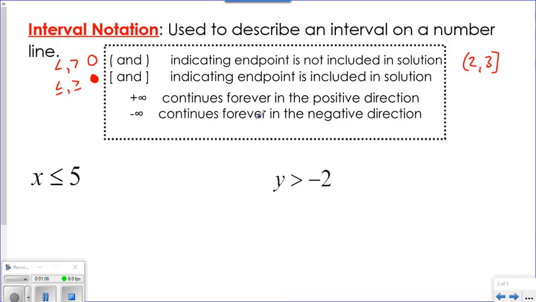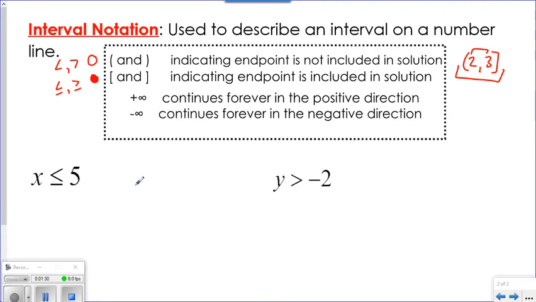For right now, we're going to be looking at intervals that extend forever in either the positive or the negative direction. So we're going to incorporate infinity in our interval to indicate that those numbers keep going. We keep adding values into that solution set. A little bit later on, when we look at compound inequalities, we'll look at intervals like this one, where we have two specific starting and end points.